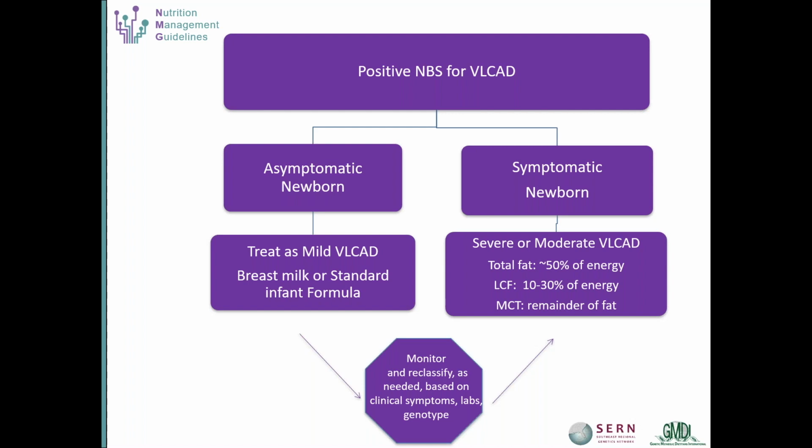And these groups are interchangeable. So based on genotype, confirmatory testing, or clinical symptoms, those that are in this group can change and be put into the severe or moderate VLCAD. But until we have evidence of the genotype and associated phenotype, we tend to treat our babies as mild VLCAD as long as they remain healthy, and we do allow breastfeeding.